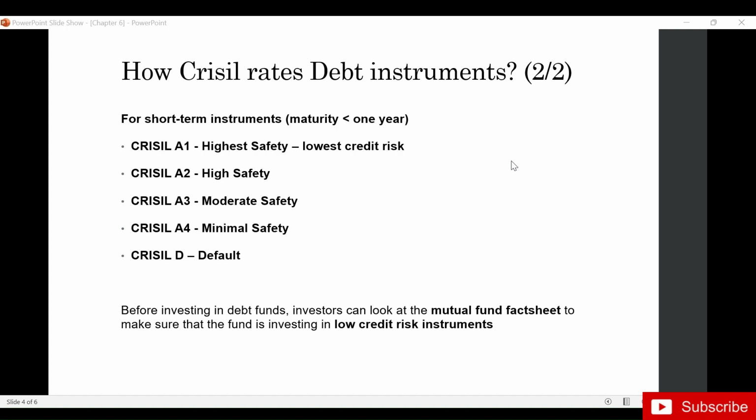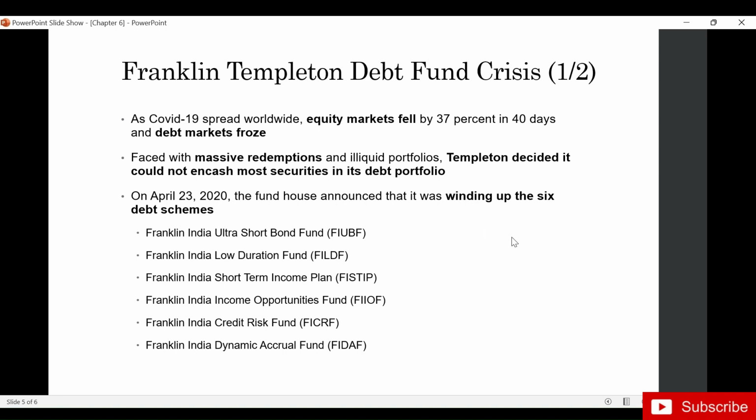So, in lesson 3, we are going to talk about the Franklin Templeton debt fund crisis. Franklin Templeton is an asset management company, just like we have HDFC Asset Management Company and SBI Mutual Fund. So, in a similar way, we have Franklin Templeton. As COVID-19 spread worldwide, we saw how the equity markets reacted. They fell by almost 40% in 40 days, and also the debt markets froze.